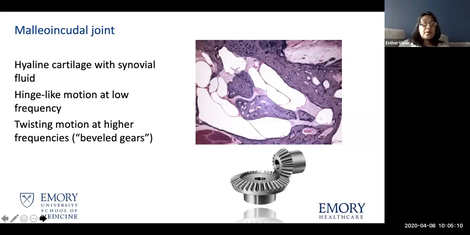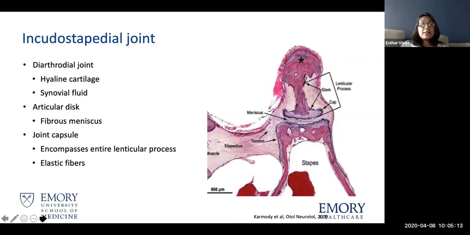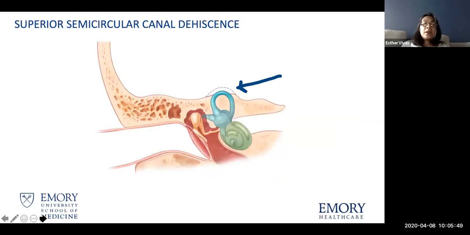If we think about the incudostapedial joint, this is a diarthrodial joint. It also has hyaline cartilage and synovial fluid, but also has a fibrous meniscus. And the joint capsule encompasses the entire lenticular process, and it has some elastic fibers. So if you have been involved with stapes surgery, at first it's not very easy to transect that joint because there are multiple different layers at that level. And when you're using a joint knife, you really have to twist and try to get through those multiple layers. So it's typically a pretty sturdy joint. So that's the fundamentals of the ossicular chain.